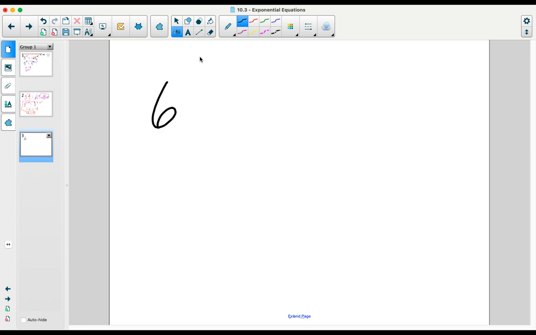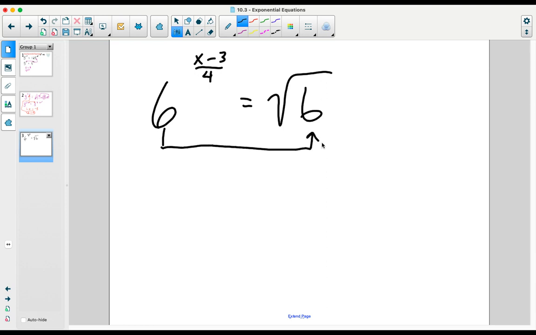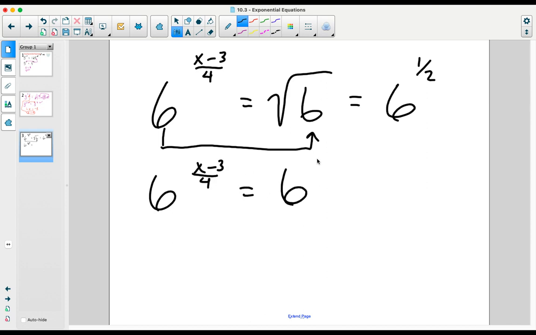6 to the power of x minus 3 over 4 is equal to the square root of 6. Again, we look for the right-hand side base to match the left-hand side base. And in order to do that, we need to do a quick rewrite of that square root of 6, reminding ourselves what the square root power actually means. The square root actually means a 1/2 power. So we can rewrite our equation as x minus 3 over 4 is equal to 6 to the 1/2. And we know that those two powers will have to be the same.